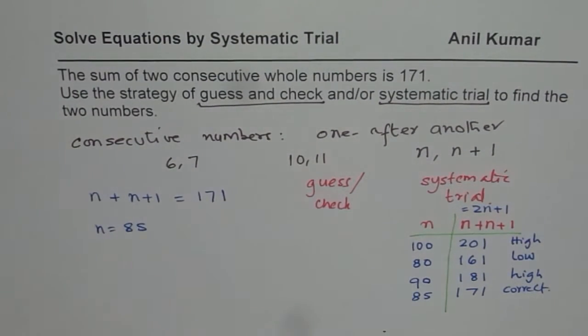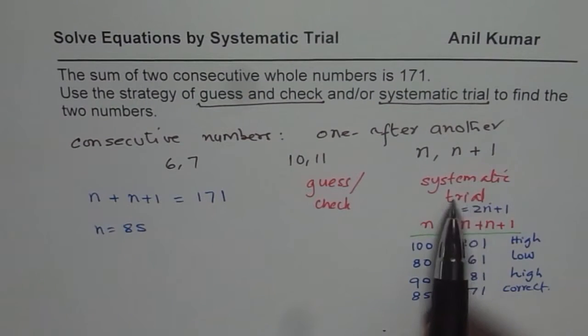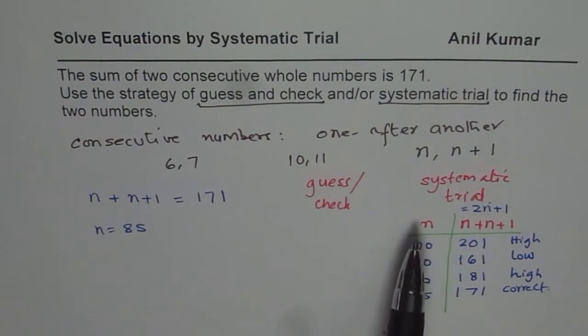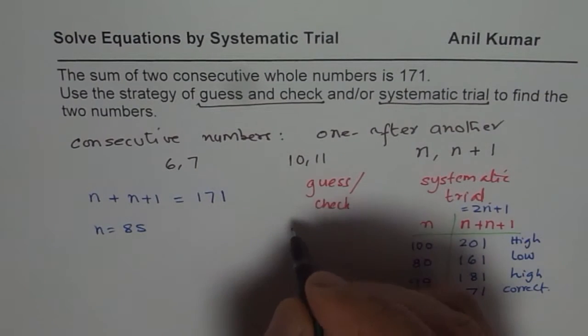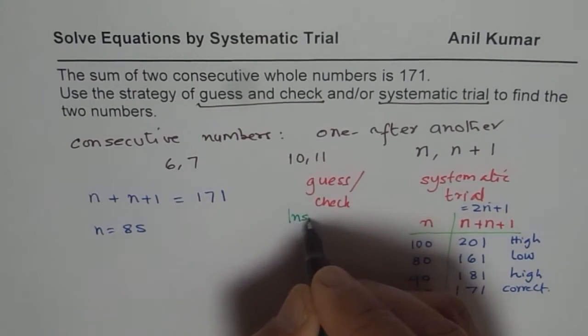You get the idea. To solve by the systematic trial method, estimate an answer, check how close you are, and then keep on guessing. So that is one way of doing it, right? This is also guesswork, but it is in a particular order. That's why we call it the systematic trial method. Now the other method is guess and check. Sometimes we call this method by inspection.